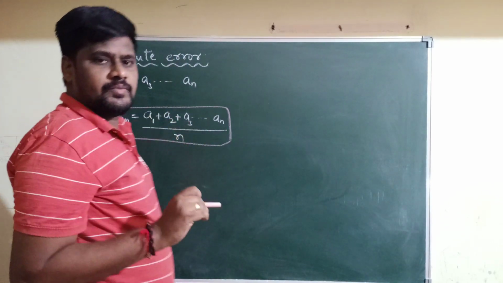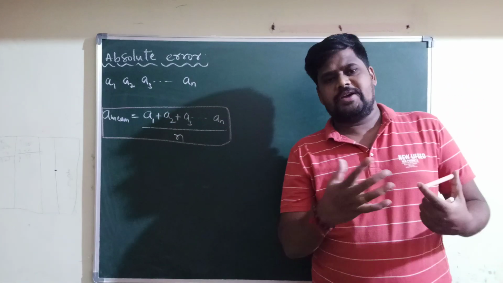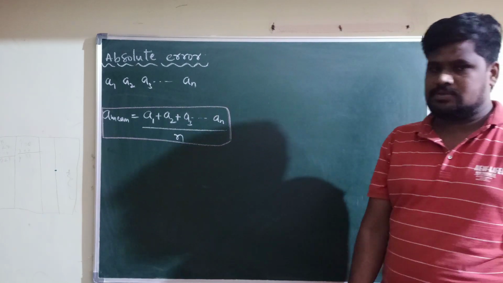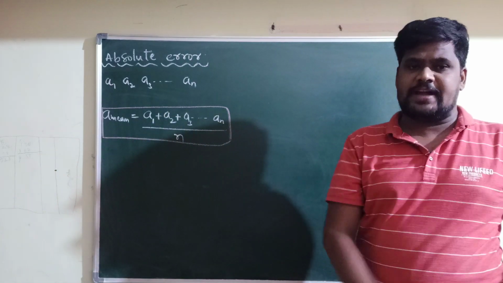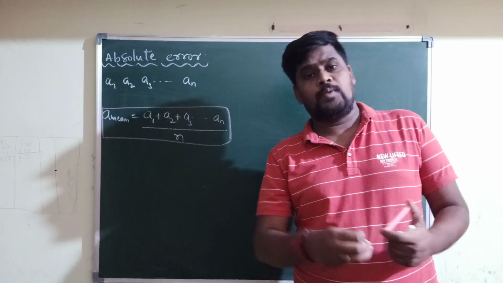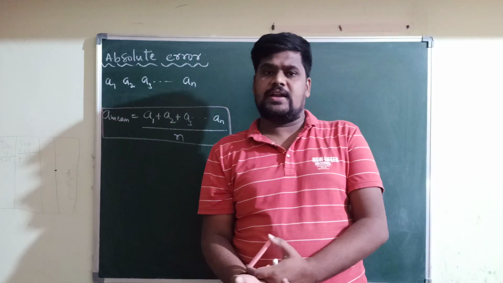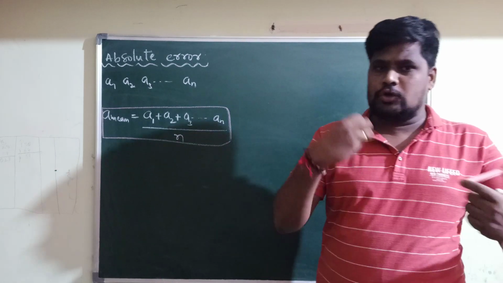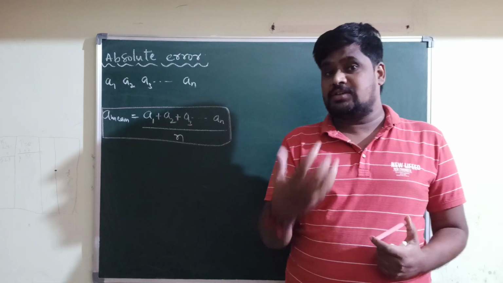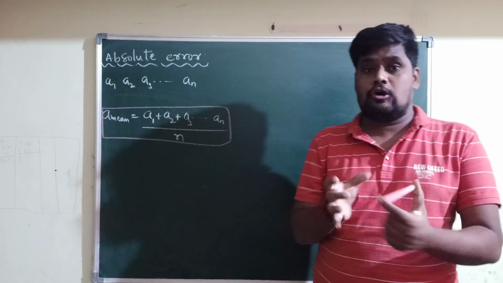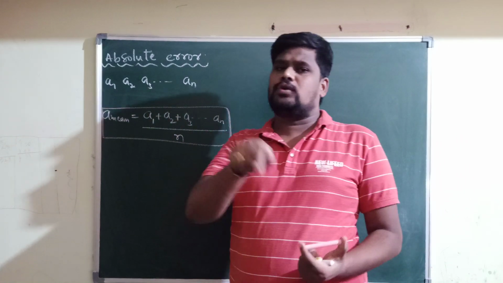Say for example, you measured the length of a chalk piece 5 times. Then A1 is the length when you measured the first time, A2 is the length when you measured the second time, A3 is the length you measured the third time, A4 is the length you measured the fourth time, A5 is the same length you measured the fifth time. How many times have you measured the length of a chalk piece here? It is measured 5 times.